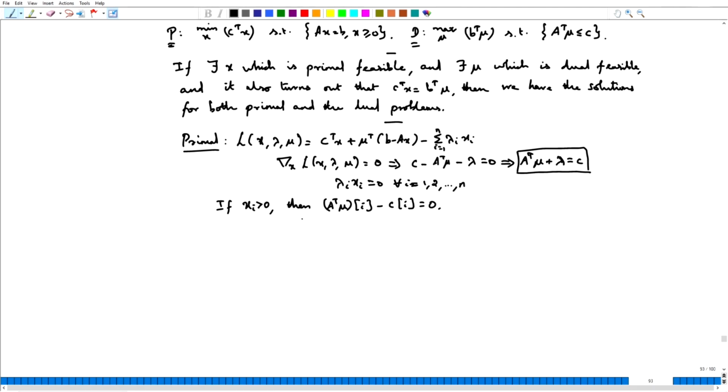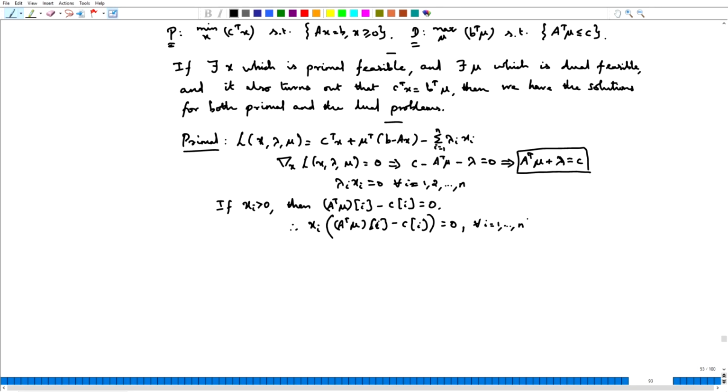So, what I can write is that we have x_i into (A transpose mu)_i minus c_i equal to 0. This is true for all i, for each component. If x_i is positive, then the bracket is 0. If x_i is 0, the product is anyway 0. So, this is true for all i in 1 to n.